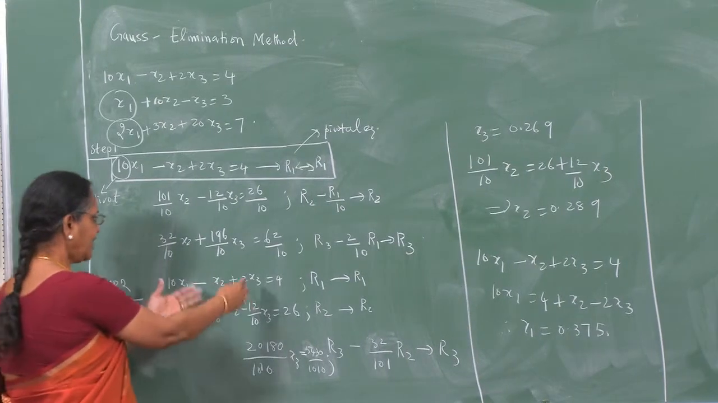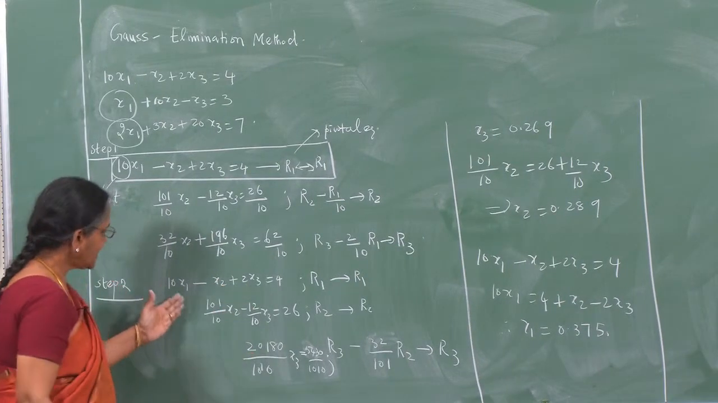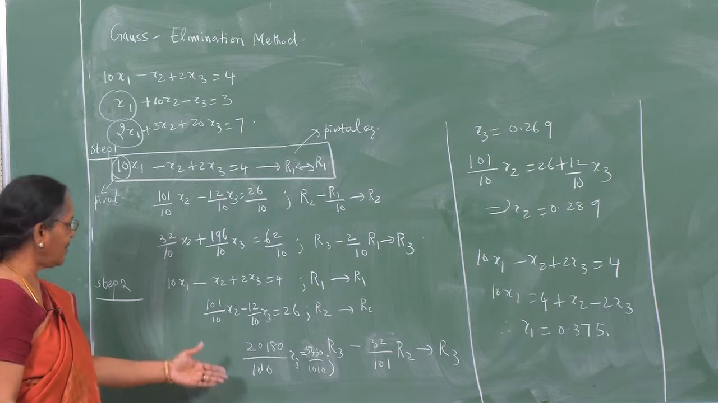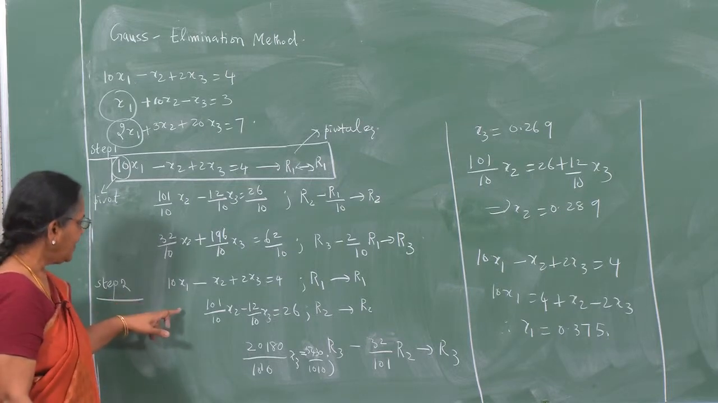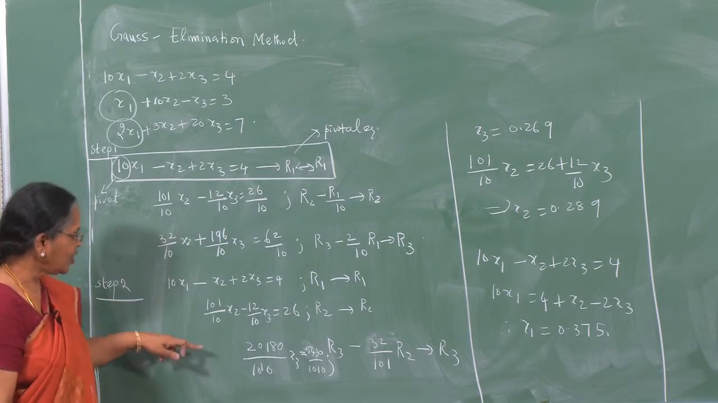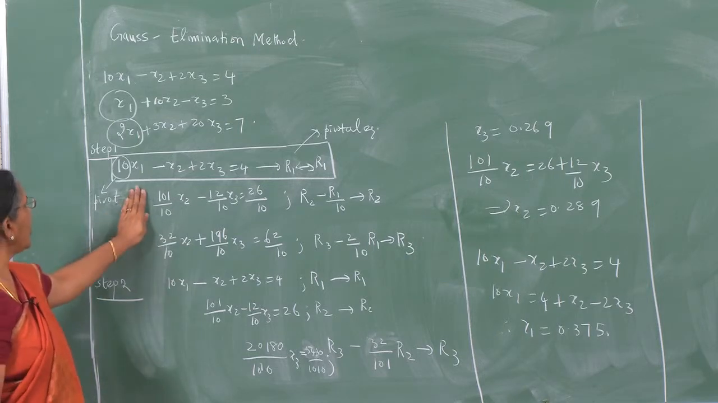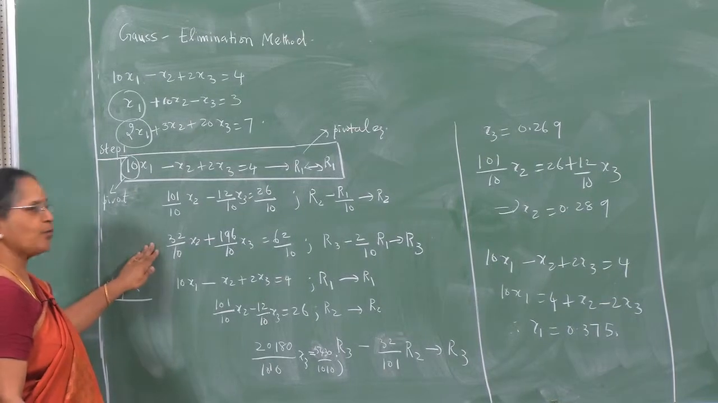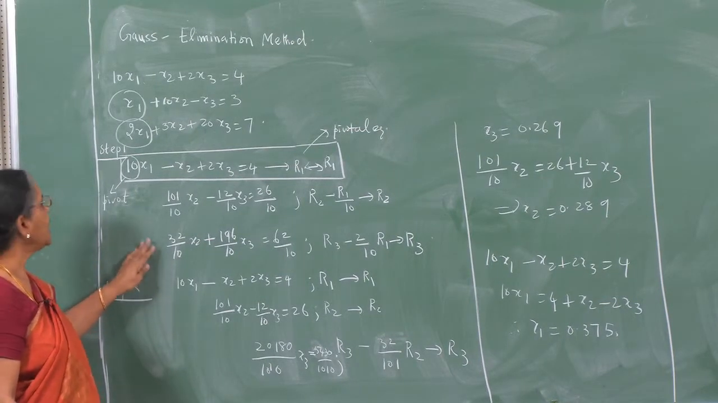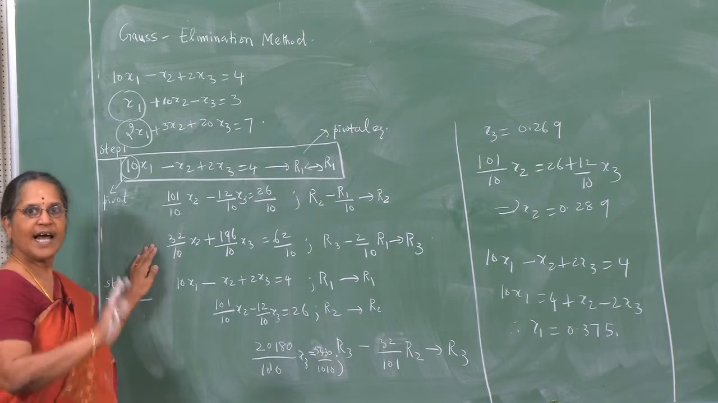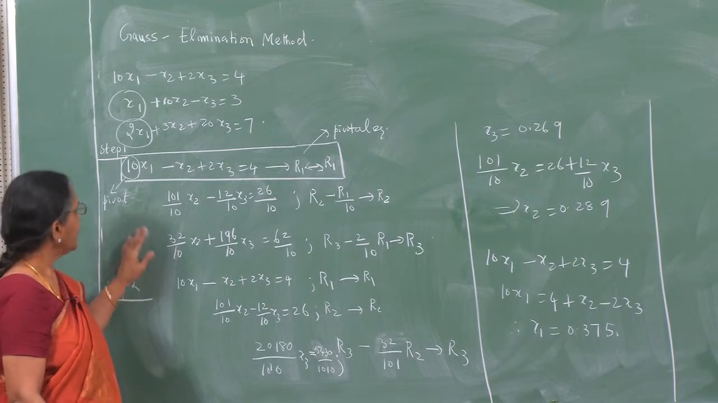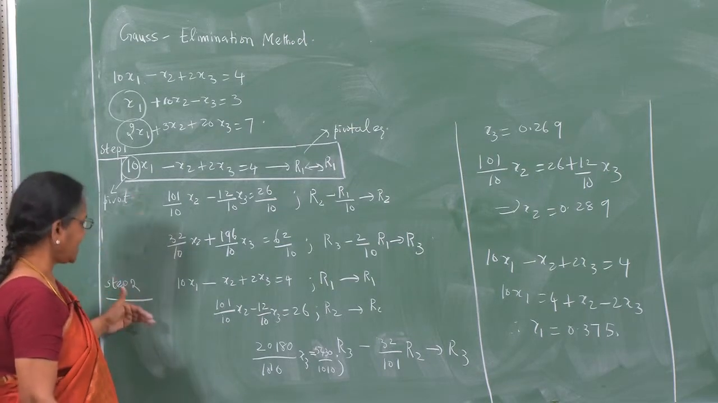So, I have in the second step a system of equations given by the second and the third equations. The second and the third equations do not have coefficient of x 1, the coefficient of x 1 in these two equations is zero. And now I move to the next step.